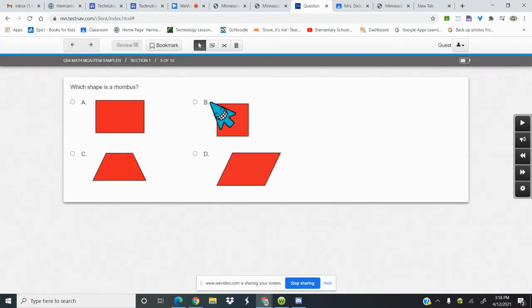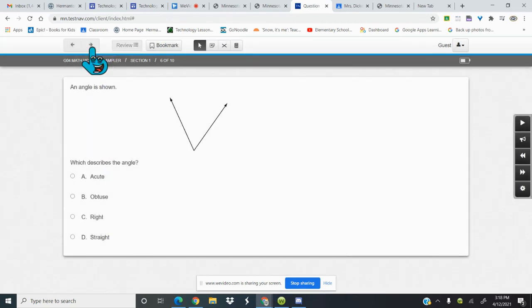Which shape is a rhombus? Pretty straightforward. Sometimes you might not even use the play text to speech. Which shape is a rhombus? And that would be D, I think anyway. And again, you don't always have to play the text to speech, but you can if you want.